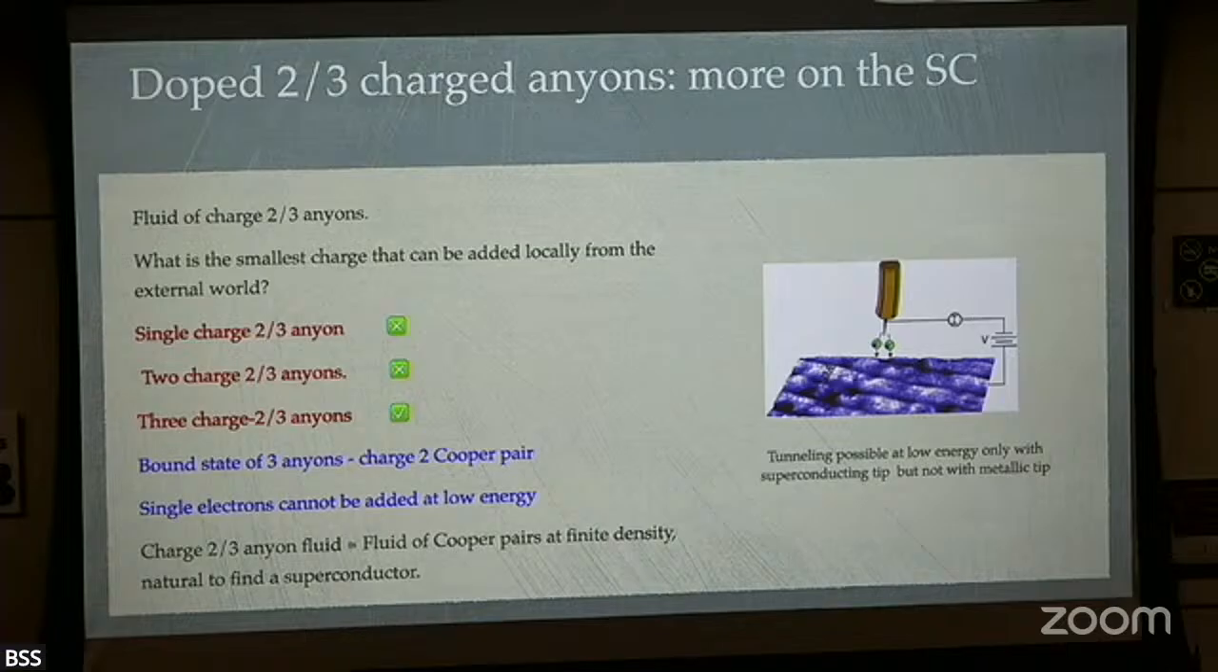So really, you can think of it as a charge 2/3 anyon fluid, but a different point of view on the same system is to say it really is a fluid of Cooper pairs. Those are the local charged objects that exist at low energies in the system at finite density. And of course, a fluid of Cooper pairs will give you condensation into a superfluid. I know you can only tunnel in pairs of electrons.